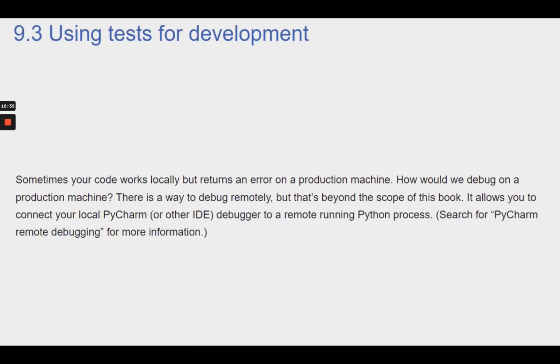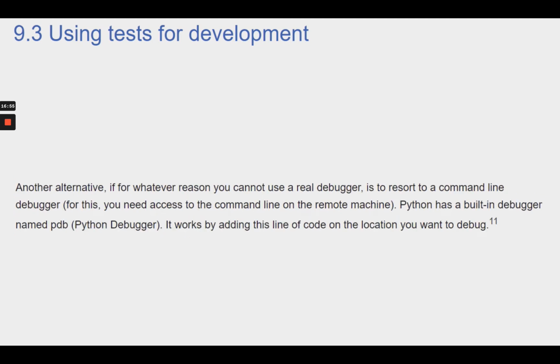Sometimes your code works locally, but returns an error on a production machine. How would we debug on a production machine? There is a way to debug remotely, but that's beyond the scope of this book. It allows you to connect your local PyCharm or other IDE debugger to a remote running Python process. Search for PyCharm Remote Debugging for more information.